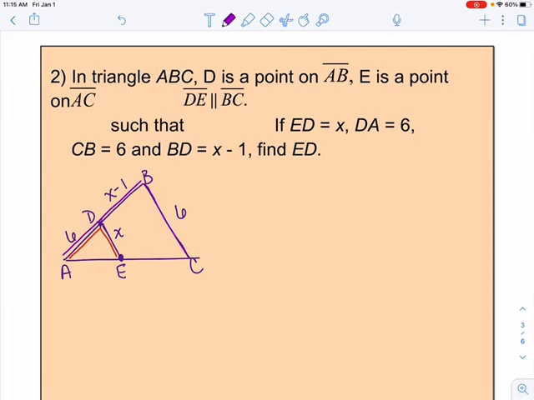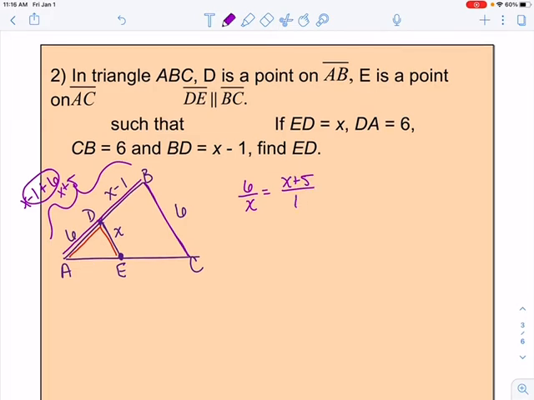So let's talk about the red one first. So that's going to be 6 over X. And then for the purple one, this entire side, if I have X minus 1 and I add 6 to it, -1 plus 6 will give me an answer of positive 5. So that entire side in terms of X is going to be X plus 5. And that's going to all go over the base of that triangle, which is 6. So again, we'll cross multiply and see what happens.